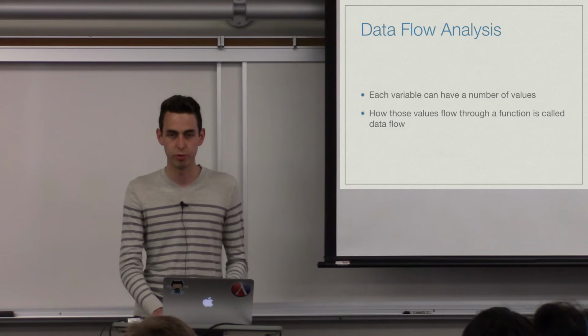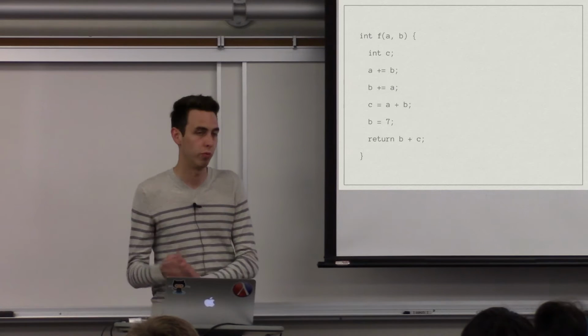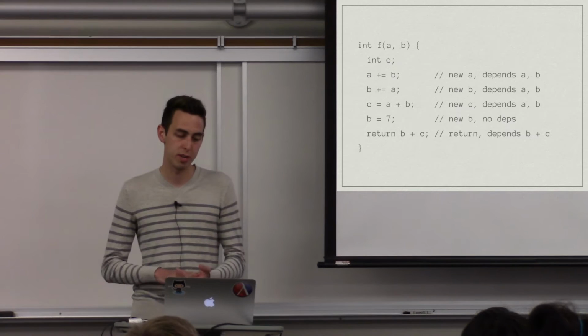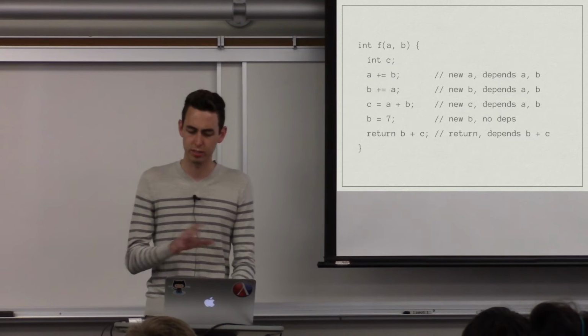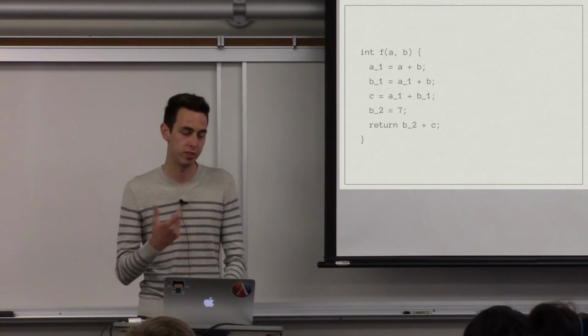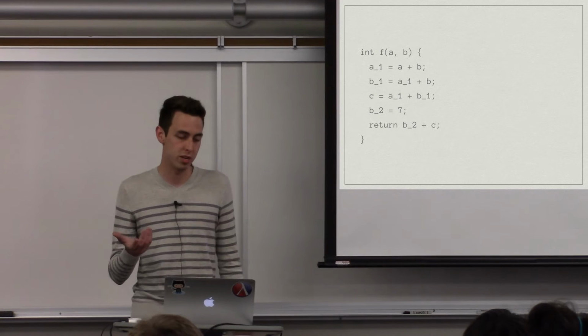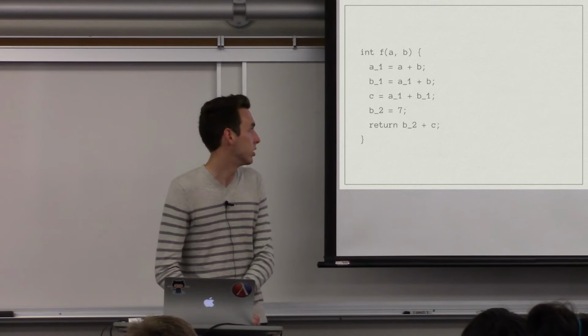If we look at a function like this that just does some weird juggling of numbers, we can see that you start with A, B, and C, but you quickly overwrite A with a new number that depends on the old A and B, and then you do the same with B, and then later you overwrite B, but it doesn't depend on anything, but it's different from the previous B's. So one thing you can do is go through and give these better names. A sub 1 is the original A plus B, and then B sub 1 is A sub 1 plus B. And you can see how the ultimate return only depends on B sub 2 and C, which depends on different versions of A and B.